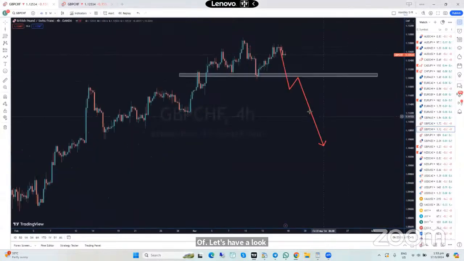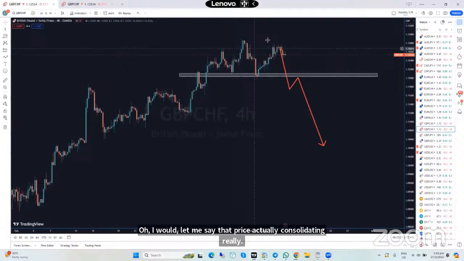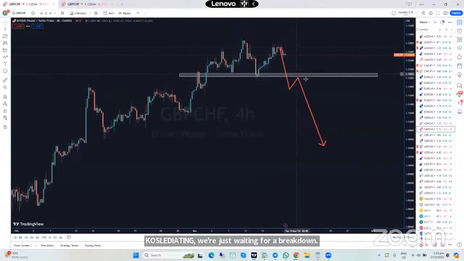You can see that price, I would gladly say that price is actually consolidating already. Bullish run, consolidating. We're just waiting for a breakdown, giving us a confirmation over here. It may happen sometime much later, but just keep a lookout. So any time of breakdown, break and retest, we can enter.